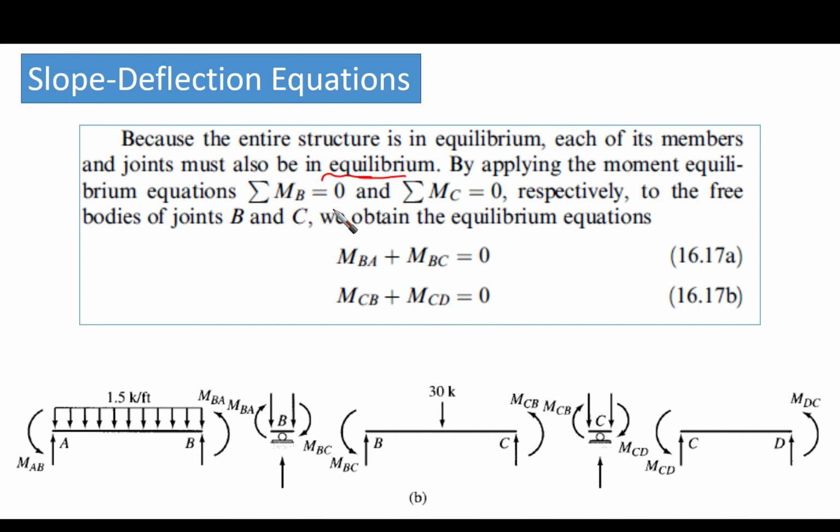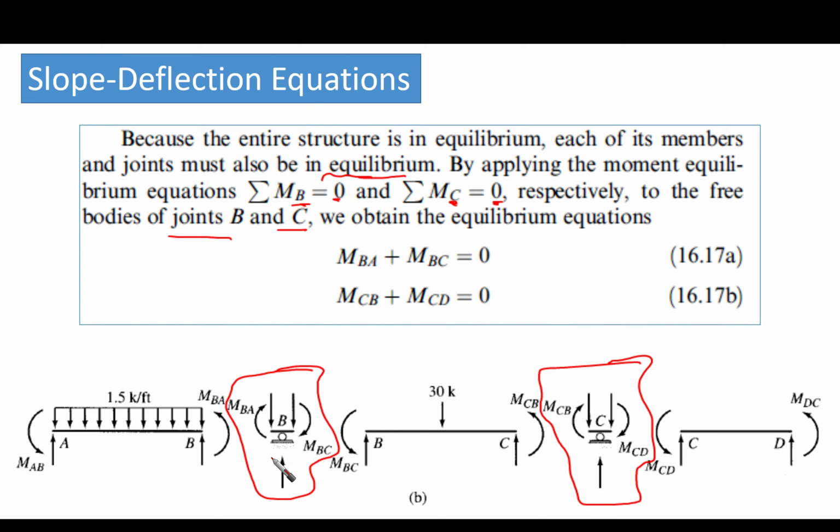That's very true. By applying the moment equilibrium equations, summation of M at point B equal to 0 and summation of the moment at point C equal to 0, respectively, to the free bodies of joints B and C. So we are going to look at the free body diagram of point B and the free body diagram of point C. This is point B and point C. We are going to apply summation of moment at B equal to 0.